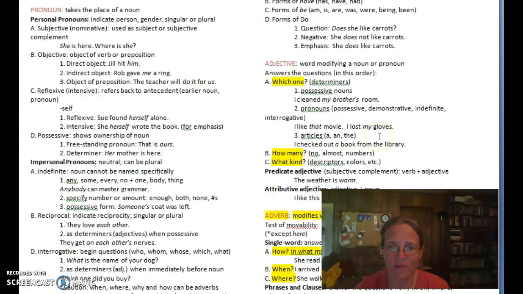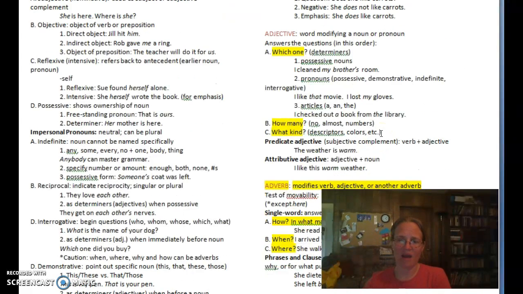Adjectives and adverbs, and I've highlighted these, mostly the questions that they're answering, because that helps you determine placement in diagramming. So adjective, remember, is modifying a noun or a pronoun, or they can be modifying a clause that's functioning as a noun, which we'll get to later.